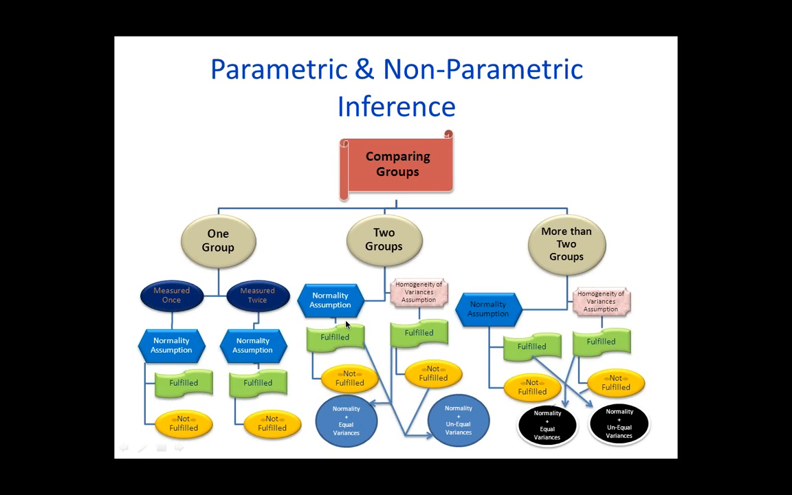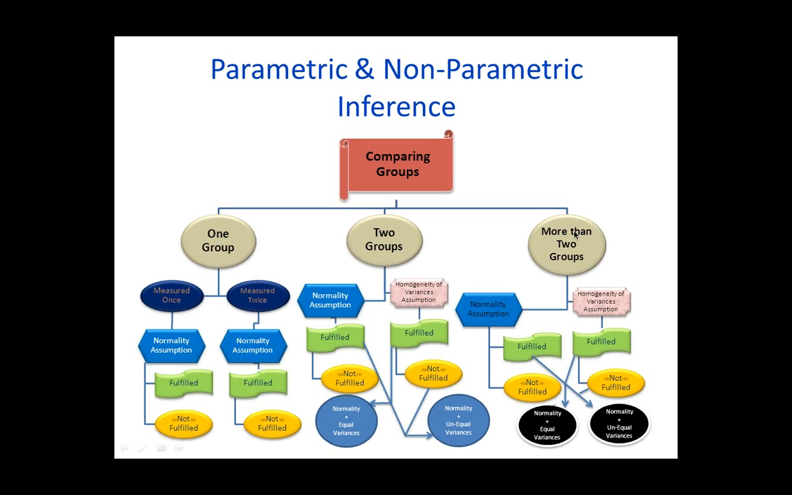If normality is there, check for the equality of variances. If equality of variances is there, apply the independent sample t-test based on equal variances. If normality is there but variances are unequal, then you can apply the independent sample t-test which is based on unequal variances, which you may call the Welch t-test. And if the normality is not there, then you can apply the Mann-Whitney U test.